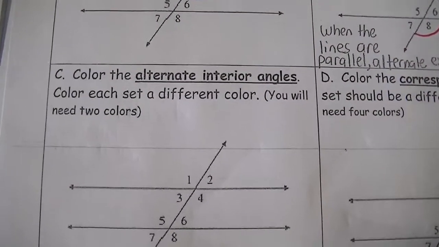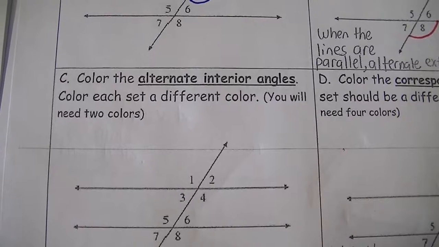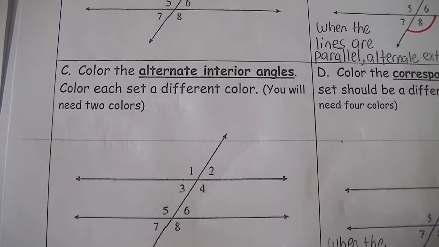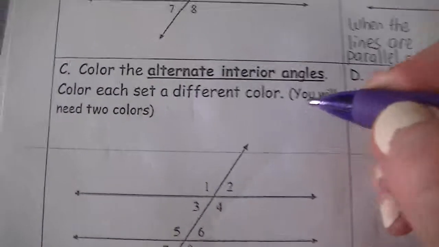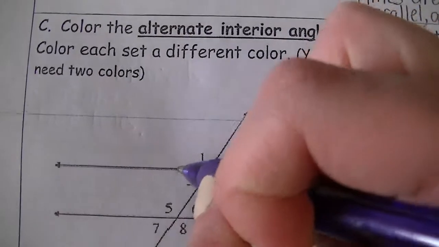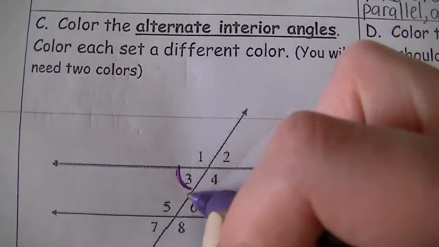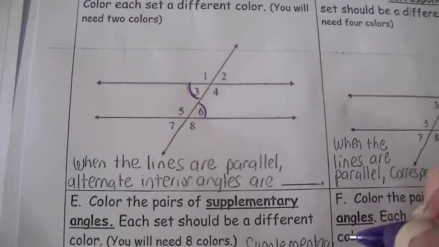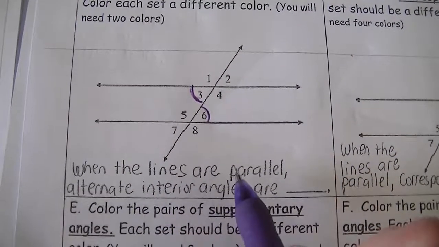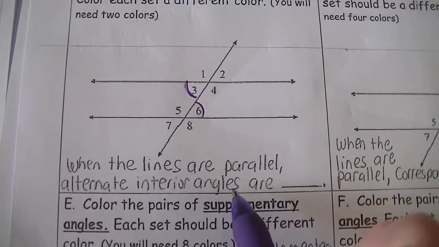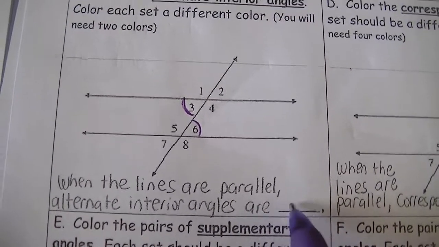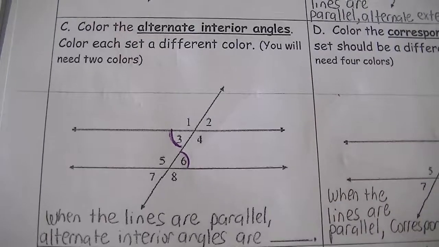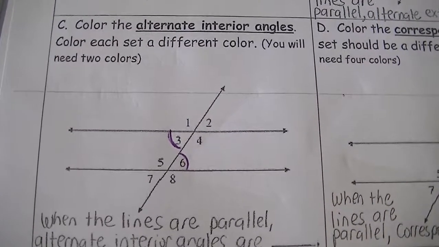Letter C. Color the alternate interior angles. Color each set a different color. You will need 2 colors. So I'm going to go ahead and show you one alternate interior angle. Let's see, 3 and 6 are alternate interior angles to each other. And I want you to finish this sentence: when the lines are parallel, alternate interior angles are blank. If you don't know, go ahead and look on the previous page because we did just talk about that.